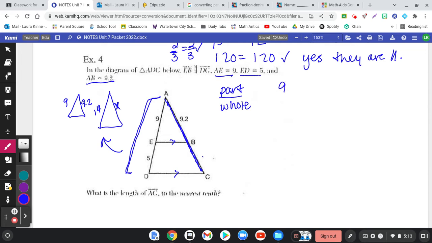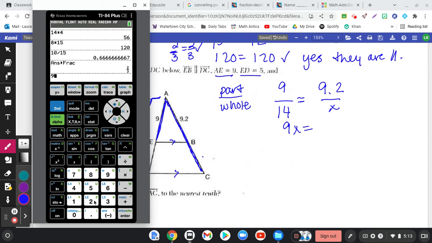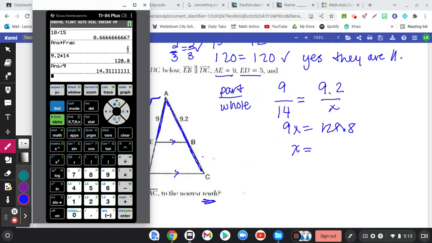So 9 over 14. What I'm doing is this side over the whole side of the big triangle equals 9.2 over x. So we get 9x equals 9.2 times 14, 128.8. My gosh, what's going on with my pen here? And then divide by 9. All right, nearest tenth. So x equals approximately 14.31, so 14.3.